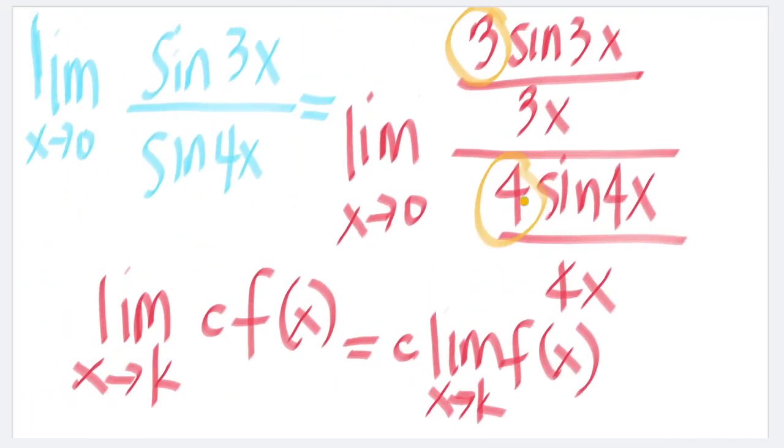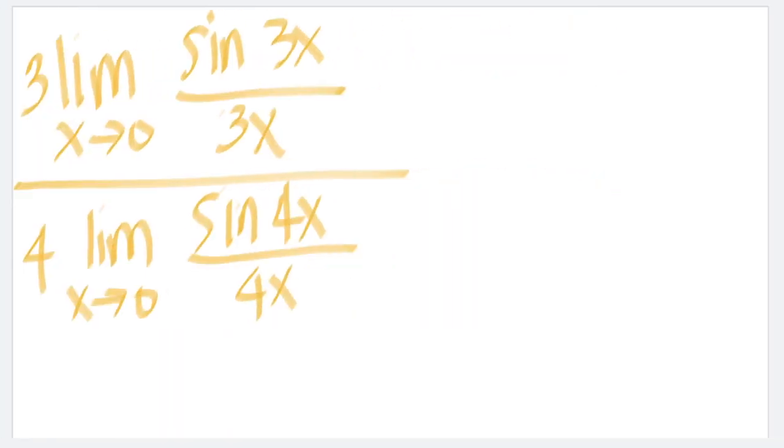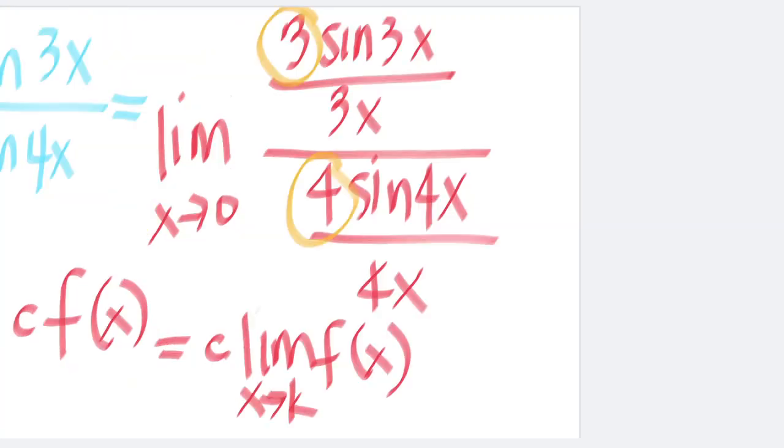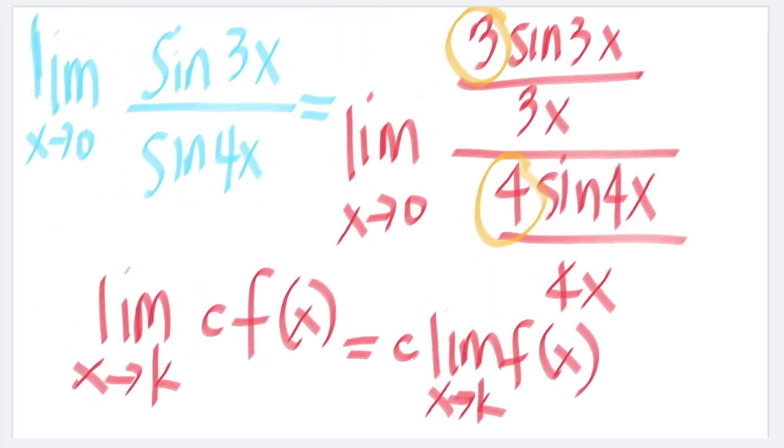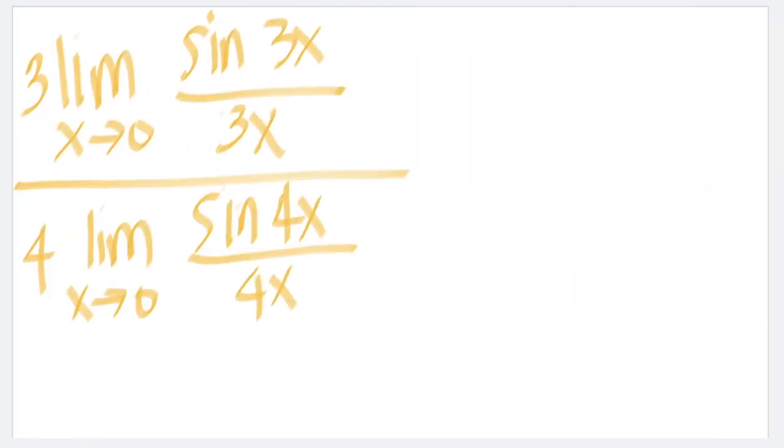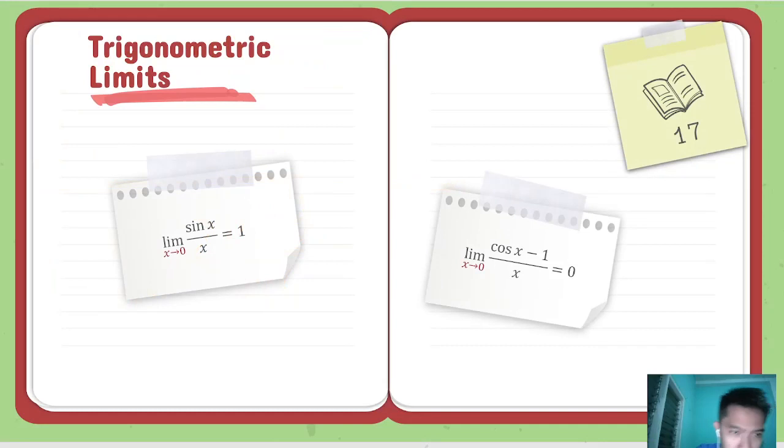This is what I did. I took it out of the limit sign. And of course, according to another limit rule, you can distribute it over the numerator and denominator. So this is equal to, according to our technical fact, 1. So this one is equal to 1.